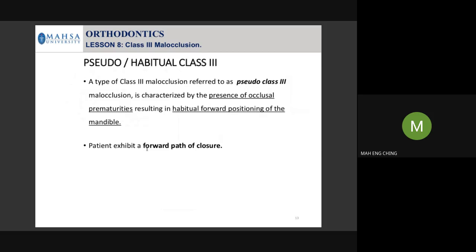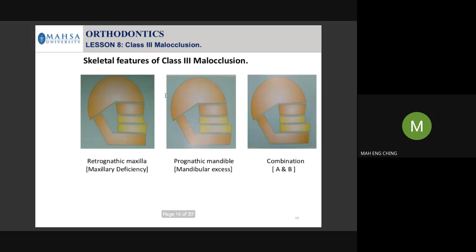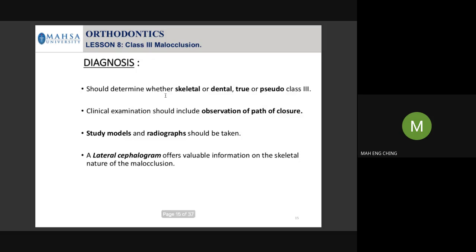So the patient translates forward on closure. This one is called habitual class 3 or pseudo class 3. It means they are not that severe class 3. They can still manage to bite edge to edge on the incisors, then the mandible glides or slides forward, and then it becomes more class 3. This kind of case is a bit easier to treat because they are not severe class 3. Okay, so you have to determine whether it is skeletal, dental, or pseudo class 3. Then it will be easier for you to plan the case accordingly.